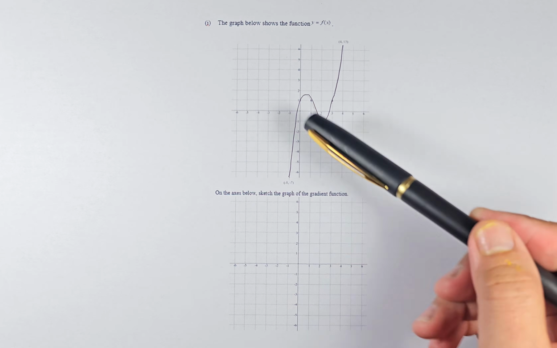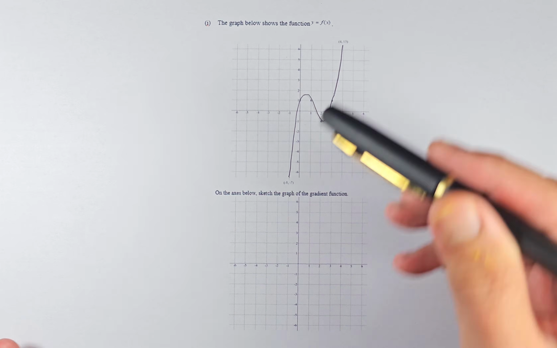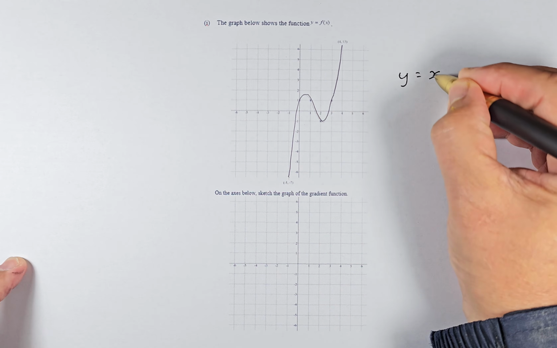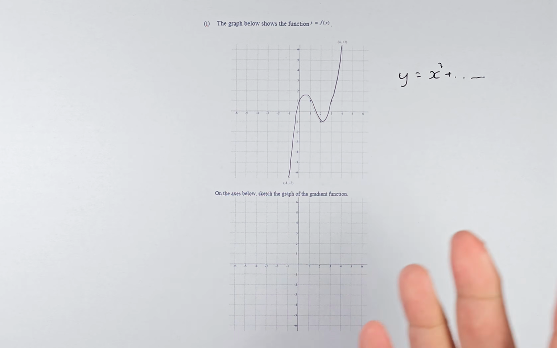So this is a cubic graph. If it's going up, down, up, it is a positive cubic. So we make it simple: y equals x cubed plus whatever in the x squared and constant. So that is a cubic graph, a positive cubic, so we know that's x cubed.